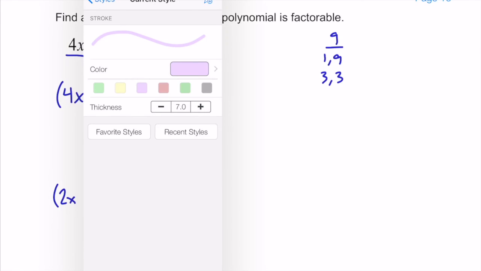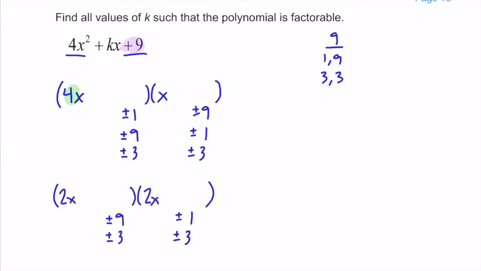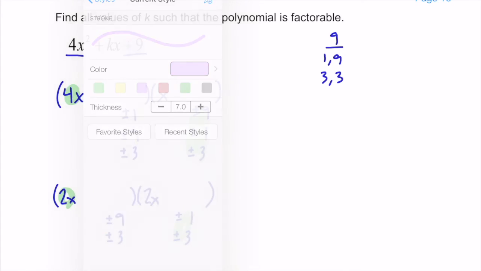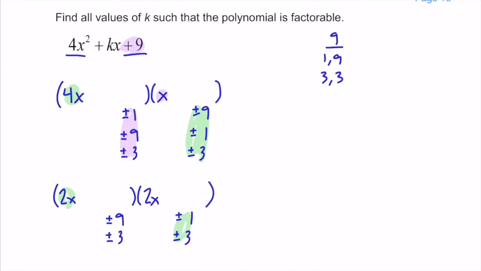Remember that I'm multiplying the 4x times all the numbers in this column. Same thing down here, the 2x times all the numbers in this column, which doesn't really matter the order. And then I'm multiplying the x times all of these numbers and the 2x times these numbers. So when I do 4 times 9, I get 36. And then 1 times the x gives me 37. Sorry, 36 plus 1 gives me 37. So this is going to give me plus or minus 37x in the middle, which means the k value would be plus or minus 37. So k can be positive or negative 37.